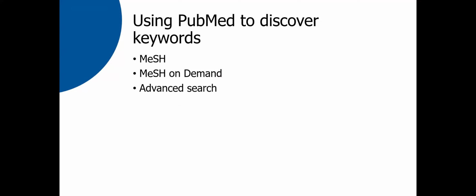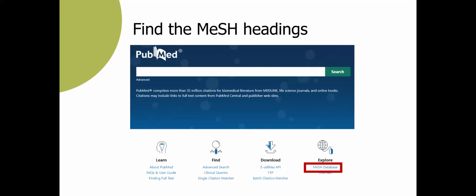Now, we'll review a few ways that you can use PubMed to discover keywords, specifically the MeSH Directory, MeSH on Demand, and the Advanced Search feature. To find individual MeSH headings, you can go straight to the MeSH database. You can get to the MeSH database under the Explore section of the PubMed homepage.